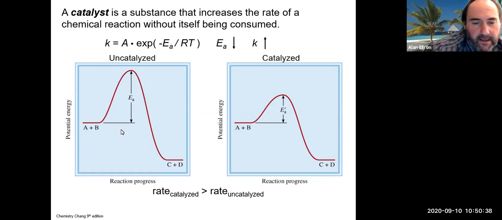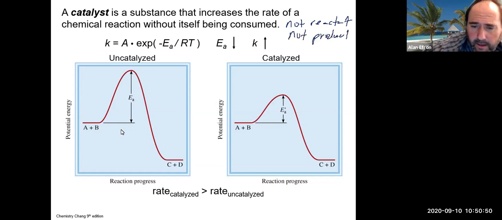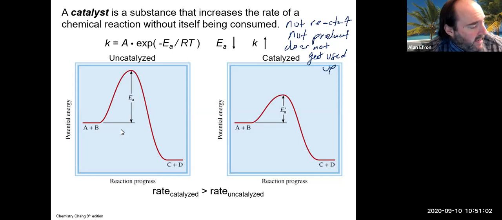And what is a catalyst? A catalyst is, as mentioned, not a reactant. It's not a product. And it does not get used up. So it is there after the reaction's over. And again, not considered either a reactant or a product. It is really there just to facilitate a reaction happening quicker in most cases.